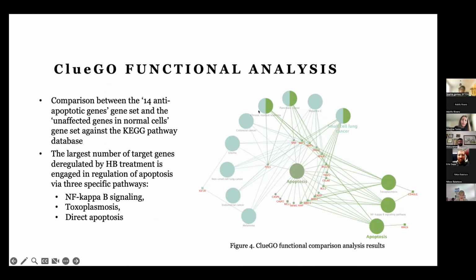And also from this analysis, it is revealed that the largest number of targeted genes are regulated by halogenated Bark-sin treatment, which is engaged in regulation of apoptosis, of course, since all the genes are related to apoptosis, but via 3 specific pathways: NF-kappa B signaling pathway, and after that toxoplasmosis, and, as I mentioned, direct apoptosis.